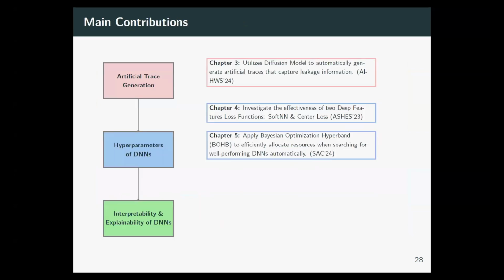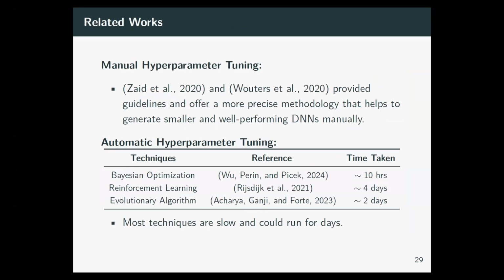Next, we look into the hyperparameter tuning process, where we use a type of hyperparameter tuning process called BOHB. Some of the works that have been done to try to tune these hyperparameters: at the start, in CHES 2020, some works provided some guidelines to offer a more precise methodology that helps us generate smaller and well-performing DNNs manually.